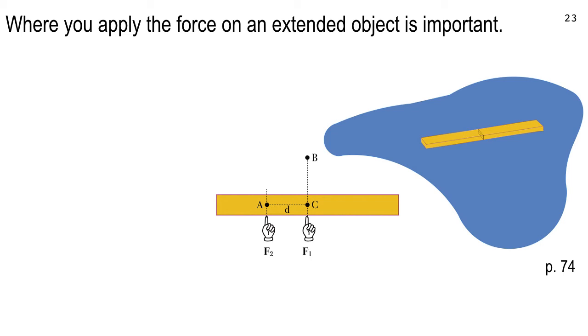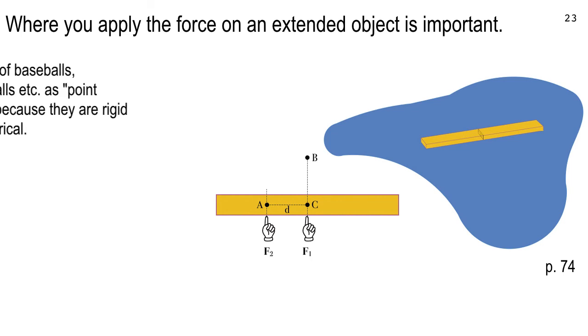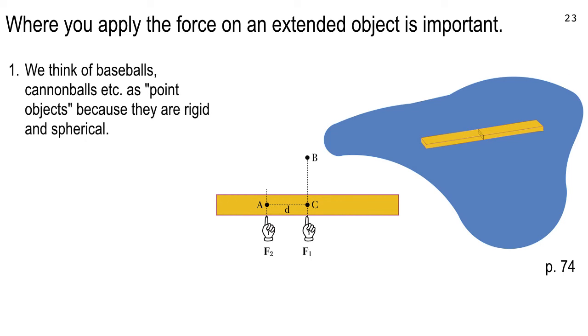This 2x4 is what we would call an extended object. Now, a baseball, cannonballs and stuff, we think of those as point objects. They're rigid, they're spherical, and everything that we've done up to this point, even the space shuttle, we thought of as a rigid object where you just think of the mg centered at the center of mass of the space shuttle or any other object that we've studied.